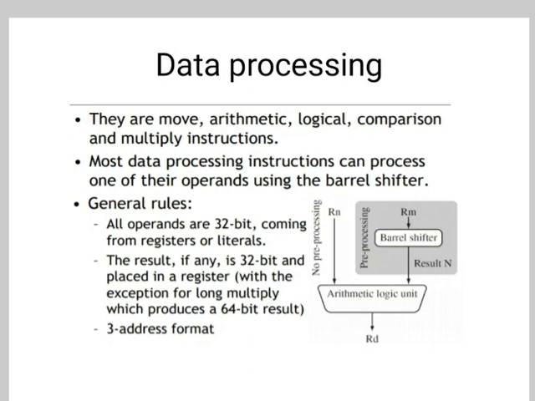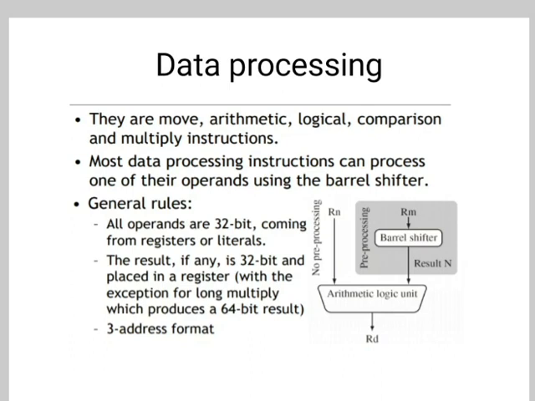So, first, data processing instructions. They are move, arithmetic, logical, comparison and multiply instructions. Most of the data processing instructions can process one of their operands using a barrel shifter. Now there are some general rules for this. All operands are 32-bit, coming from the register or the literals.